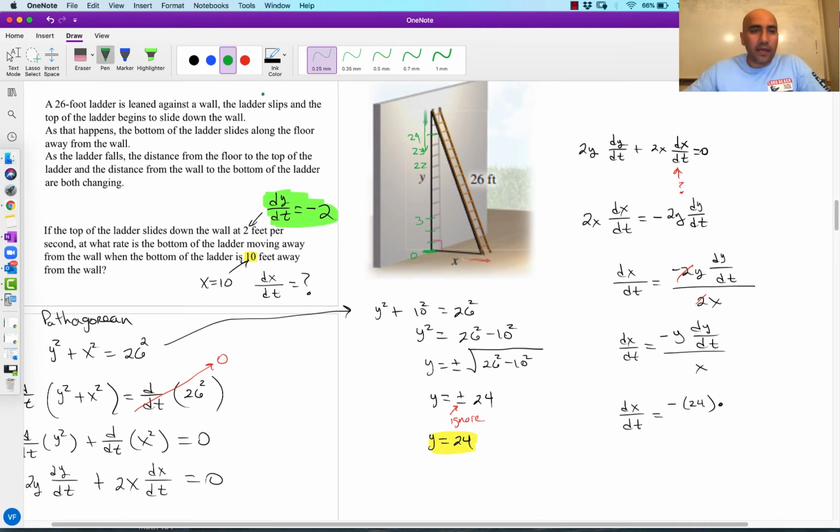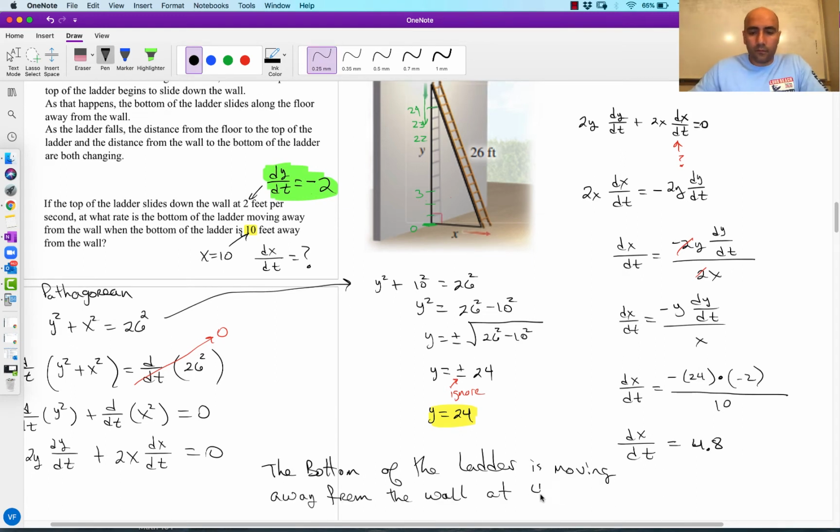Good. So coming back over here, the dy/dt will be negative 2 divided by x, and they told us x was 10. So we have everything we need now, and dx/dt is going to be equal to negative 24 times negative 2, which equals positive 48 divided by 10, which is 4.8. And that's the way the x variable is changing. So if the top of the ladder slides down the wall at 2 feet per second, then the bottom of the ladder is moving away from the wall at 4.8 feet per second.